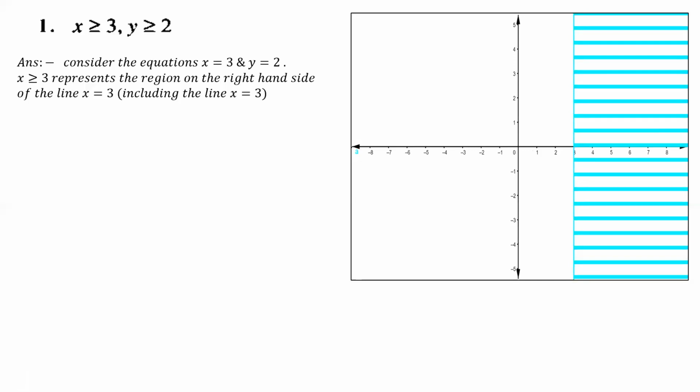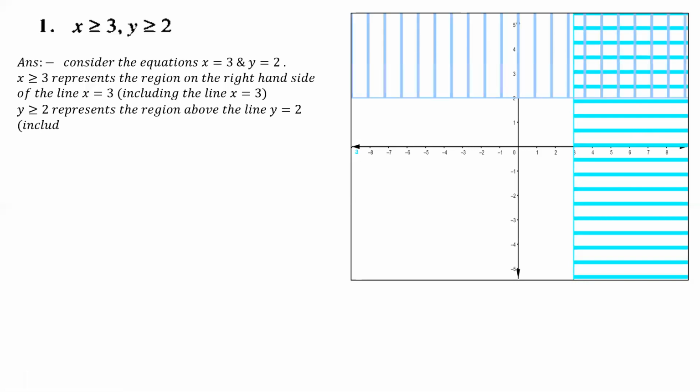Okay, so look here, x greater than equal to 3 is represented by this region. Now y greater than equal to 2. If you take the line y equals 2 and mark the region y greater than equal to 2, it will look like that. That is the upper half of the line y equals 2, and definitely including the line, since the greater than equal sign is there.